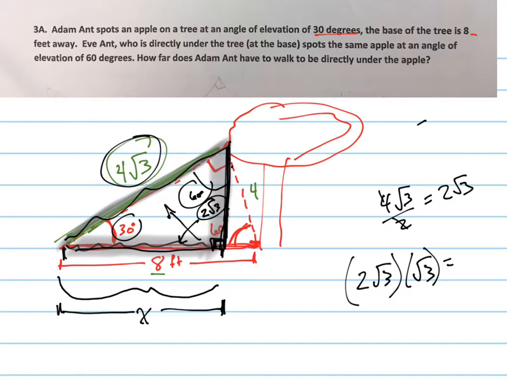Which equals what? What do I do with the root 3 and the root 3? You multiply them, right? So it becomes root 9, which becomes what? 3. So it's just 2 times 3, which is 6. So this distance is just 6.